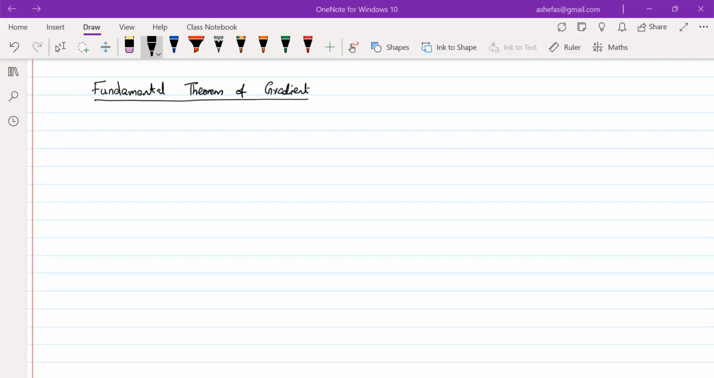Okay, so we already know what a gradient is. Gradient usually we define for a scalar field. So the gradient of some scalar field phi, where phi is a function of x, y, z, in general is written as i times dou phi by dou x plus j dou phi by dou y plus k dou phi by dou z.